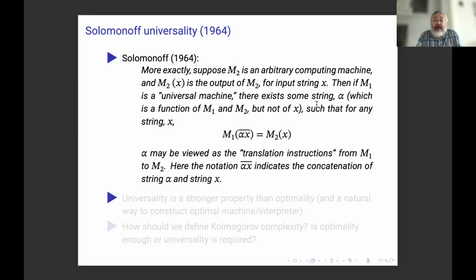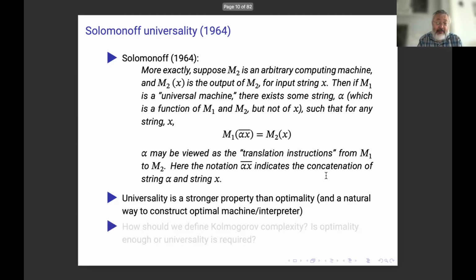Here is alpha. We need to add some prefix, and if we fix this prefix and then put the thing in the universal machine, it should behave as our arbitrary machine without this prefix. So it's a translation, instructions or a program that is interpreted, and so on. And this is a stronger property. You can easily construct artificial examples of optimal machines that are not universal, but still any natural construction of an optimal machine really uses universality.